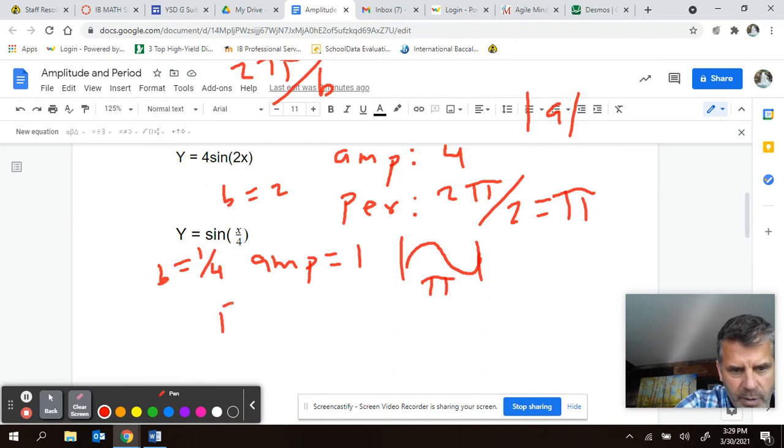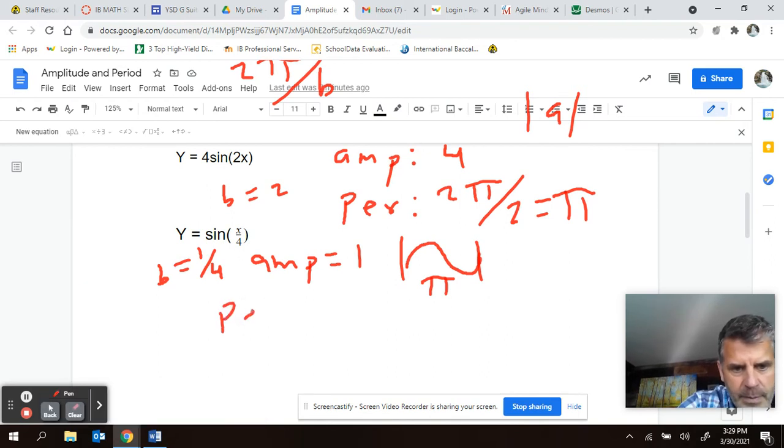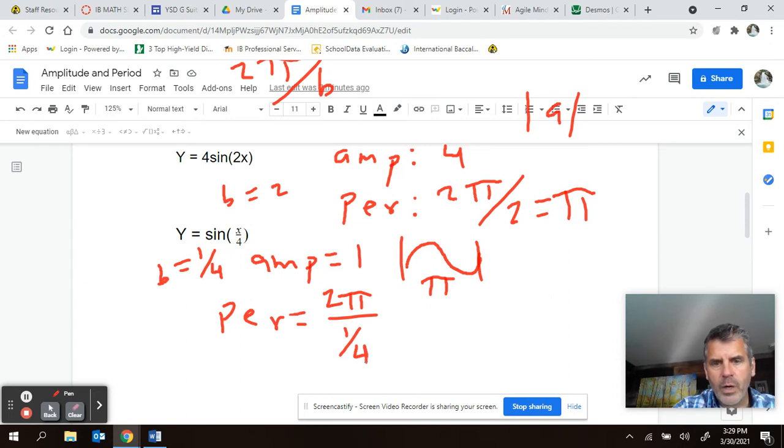Yeah. So our period is going to be 2 pi divided by 1/4. Well, we invert and multiply there. So guess what? The period of this thing is going to be equal to 8 pi.